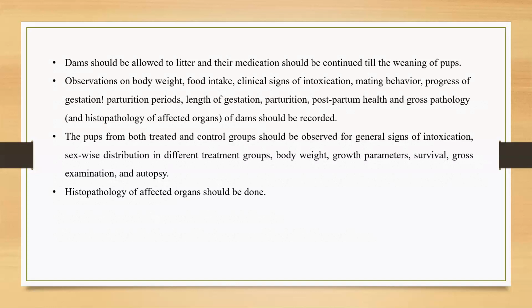The pups for both treated and control groups should be observed for general signs of intoxication, sex-wise distribution in different treatment groups, body weight, growth parameters, survival, gross examination, and autopsy. Also, the histopathology of the affected organ should be done. In case any organ is affected because of the drug that is given to induce reproductive toxicity, histopathology of that affected organ should be done.